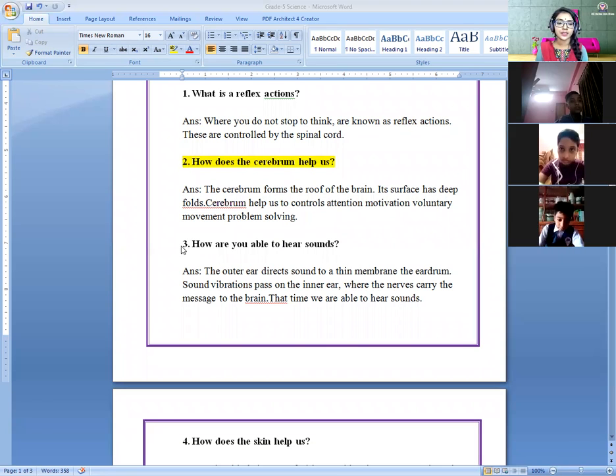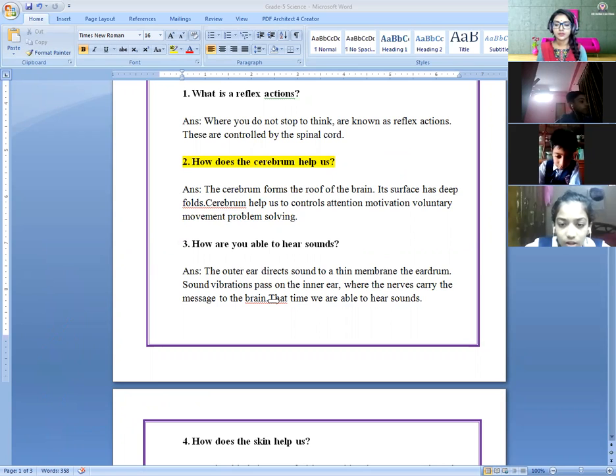Ankita, can you hear me? Yes. I read the third number question. How are you able to hear sound? The outer ear catches sound, which hits the thin membrane. Sound vibrations pass on to the inner ear. Pulses carry the message to the brain. That is how we are able to hear sound. Okay, hear sound, not heard. Okay, so the next one, we will read the next one.